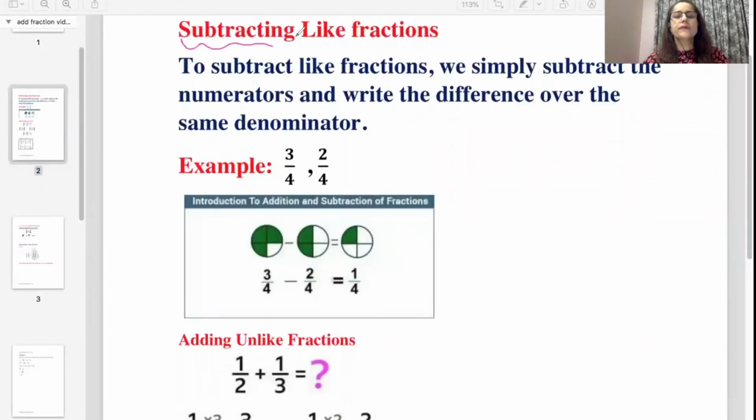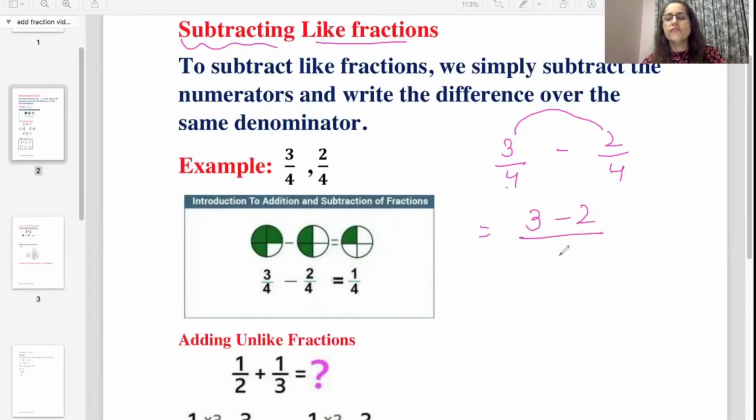Now we will subtract like fractions. How to do this? We are taking the example 3 by 4 and 2 by 4. So 3 by 4 minus 2 by 4. What we need to do? We need to find the difference of the numerators, 3 minus 2, and we are writing the denominator only once as it is. So 4 is the denominator. We will write like this. So 3 minus 2 is 1 and 4 is the denominator. So the answer will be 1 by 4.